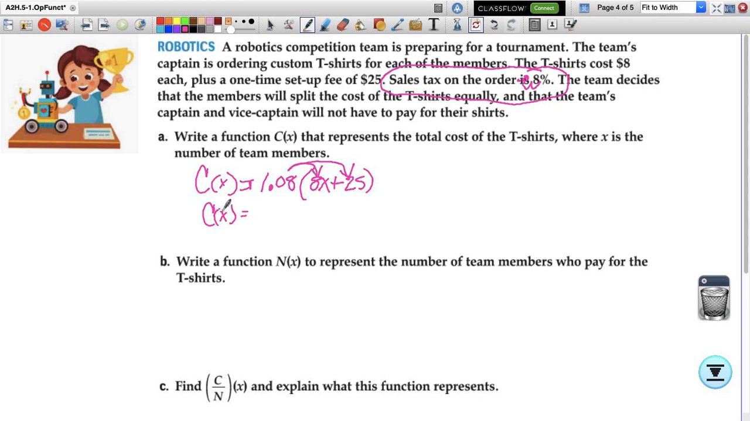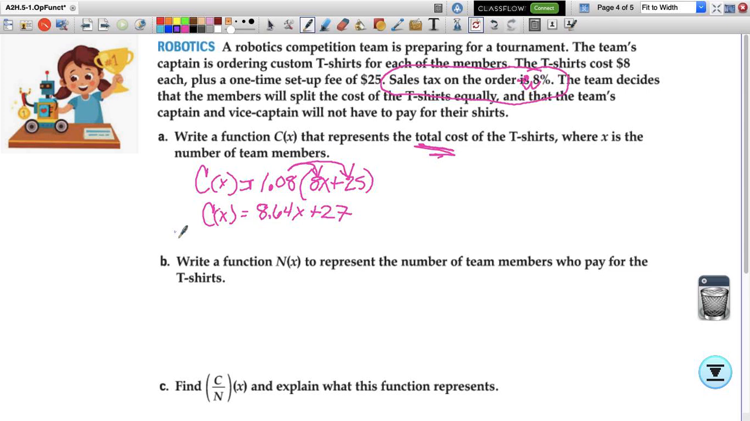So our cost function for our amount of players is going to be 1.08 times 8. So grab out your calculator. 1.08 times 8 is going to give me 8.64x. And then 1.08 times 25, it works out nicely. It's plus 27. So this is the function that's going to represent the total cost. Total cost, that's why we're using a C.